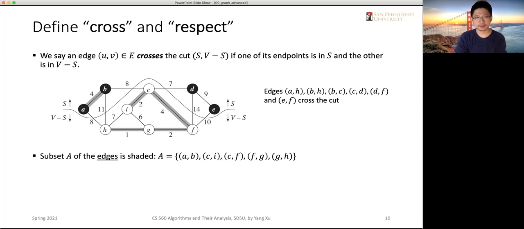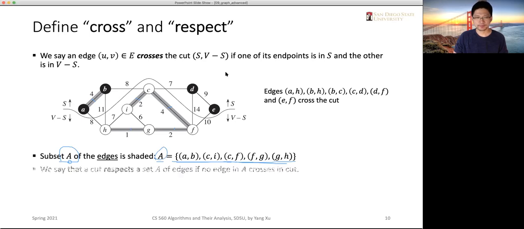The idea of respect needs to be considered with the subset A that we are growing, okay? We need to keep in mind that the ultimate goal of the generic MST algorithm is to grow some subset of the minimal spanning tree, and this subset is a subset of edges. So let's assume that at the current stage, our subset A already contains five edges, which are in this shaded color, from A to B, I to C, and so on. So these shaded edges are the so-called subset A.